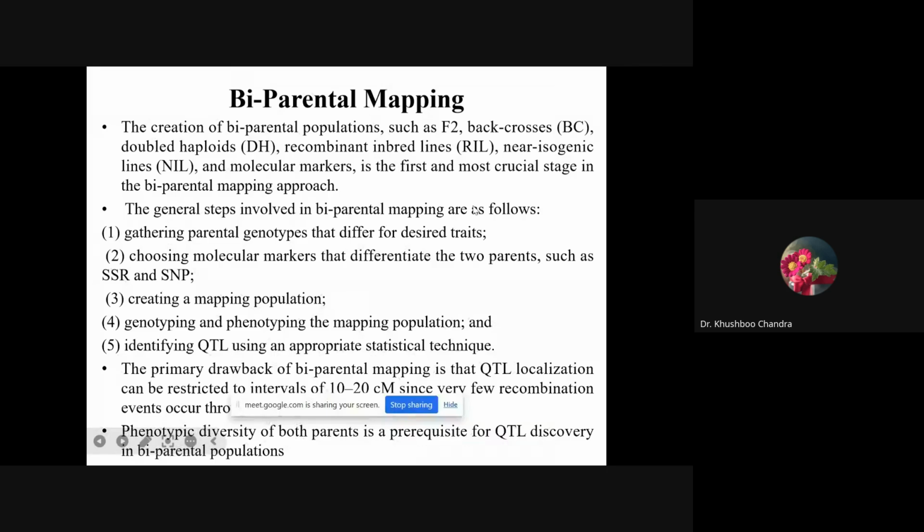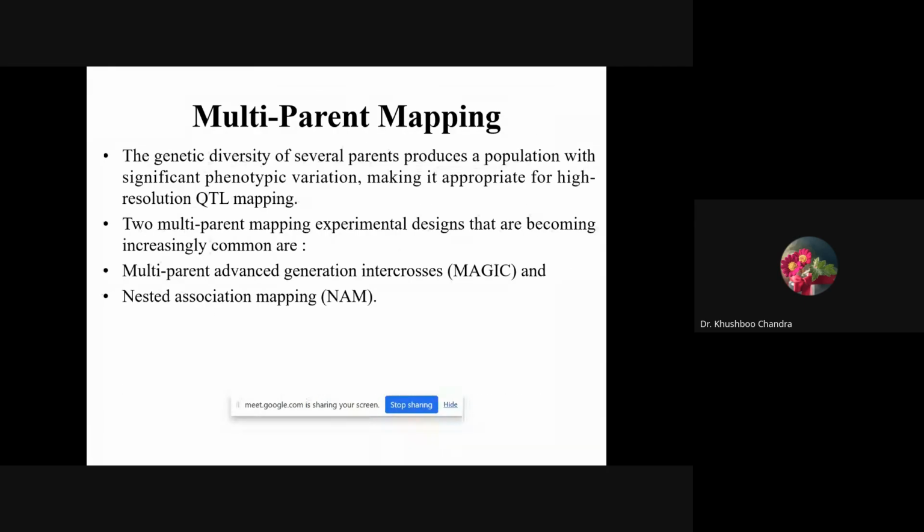There are different steps involved in biparental mapping, such as gathering parental genotypes that have different desirable traits. Then choosing molecular markers with the parents, where diversity between the two diverse parents should be there. Then creating the mapping population. Then in the mapping population, genotyping and phenotyping should be done. Then identification of the appropriate QTL. So these are the different steps.